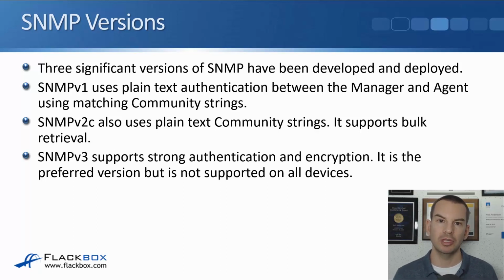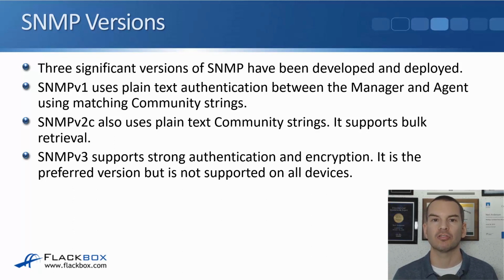SNMP version 2C also uses plain text community strings for the authentication. The main advantage of version 2C over version 1 is that it supports bulk retrieval. So rather than having to send a new message for every piece of information it wants to get, it can send a request for multiple pieces of information at the same time. Makes it more efficient.